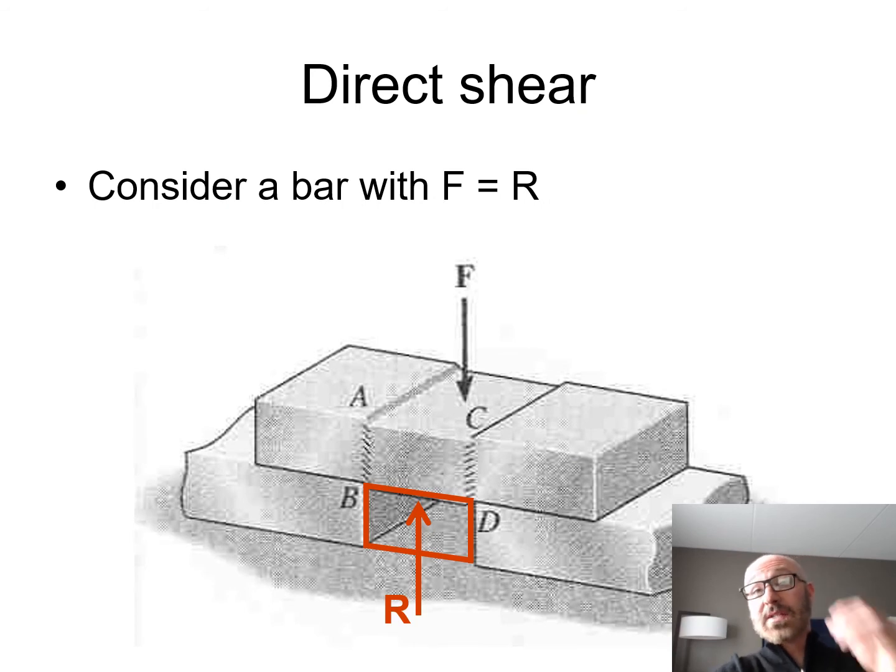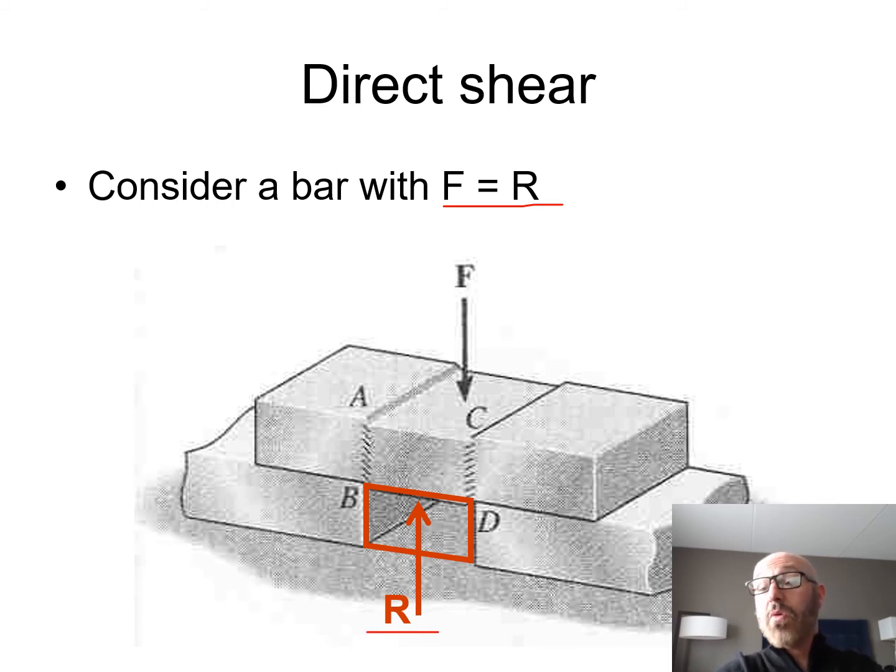Taking a look at an example here, we can see we have a reactionary force down here, some object down there opposing this right here. So we have this bar right there. We can consider the bar with F is equal to R, where our applied load is equal to our reactionary force down there.